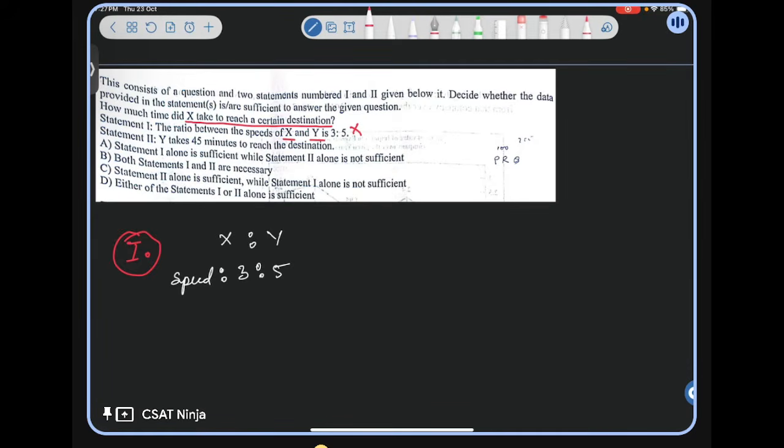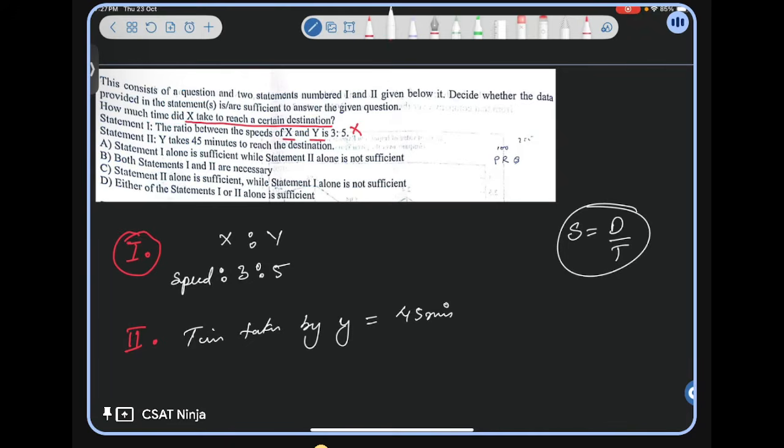Next, what does statement number 2 say? Y takes 45 minutes to reach the destination. So the time taken by Y is given as 45 minutes. Now look at this. What's the formula for speed, time, and distance? Speed is equal to distance by time.